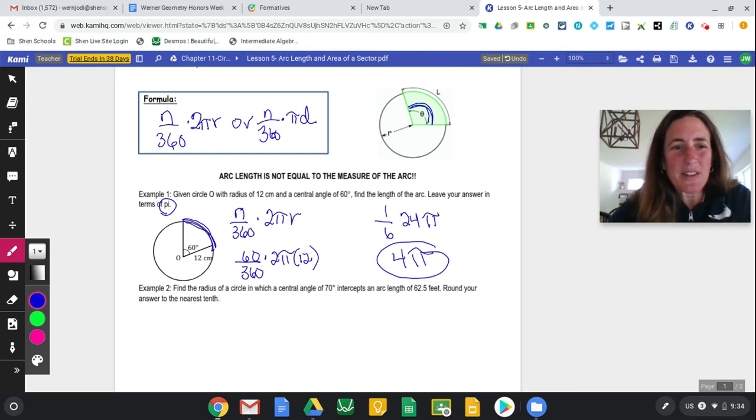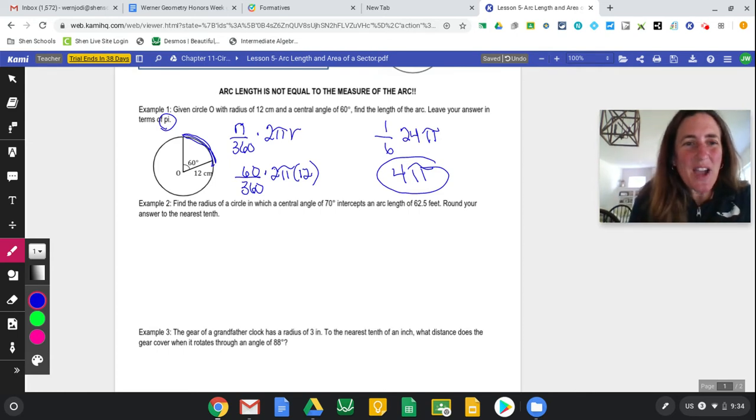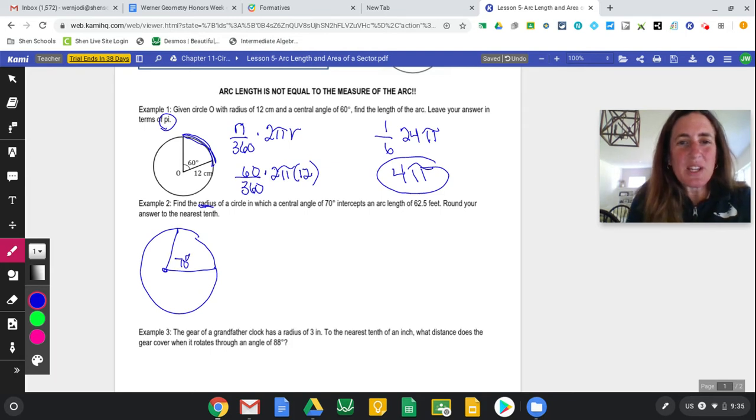Let's try the next one. Find the radius. Oh boy, I'm going to work backwards, folks. We can do it. Find the radius of the circle, which has a central angle of 70 degrees. So I'm going to draw myself a little picture here. That central angle is 70 degrees, and the length of this arc out here is 62.5. I want to know what the radius is to the nearest tenth.